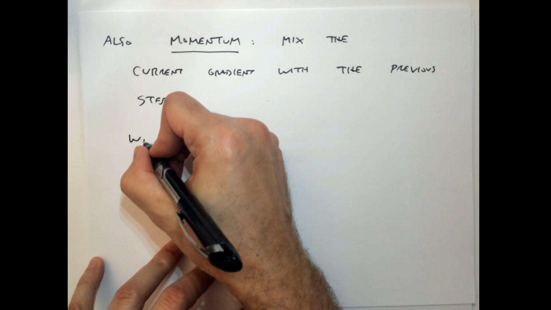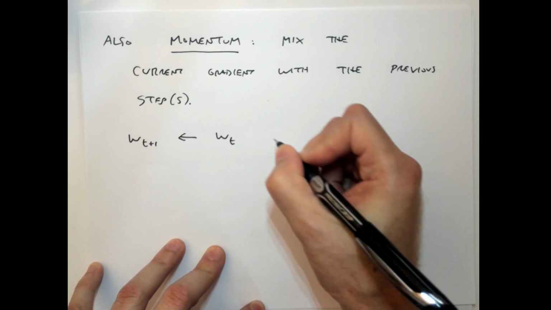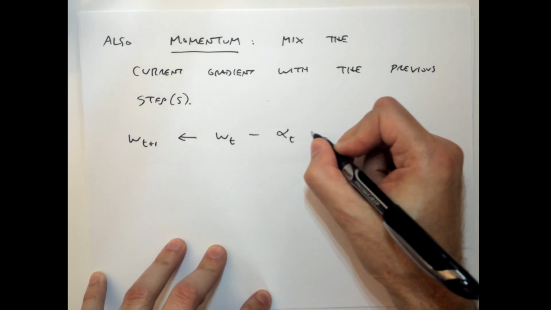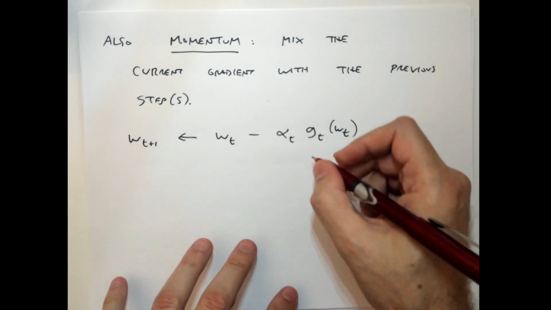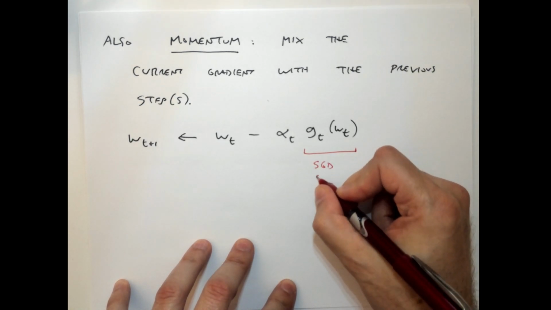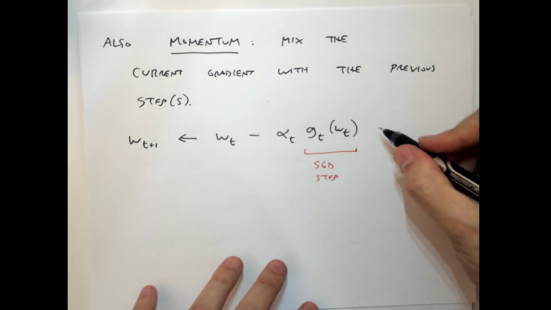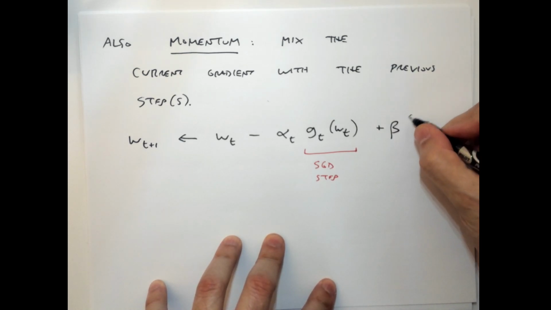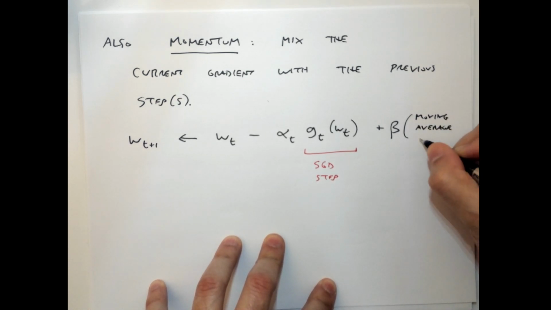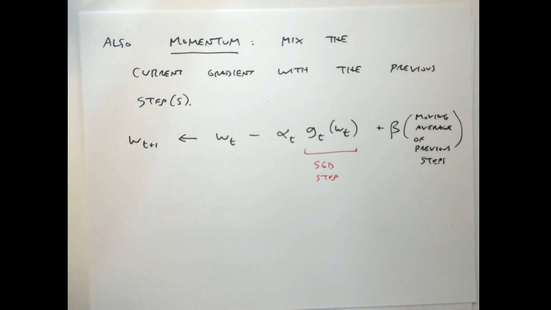Right? So it's like saying that I take where I am, I take a step in the gradient. This is basically the kind of SGD step that I would normally take. And then I also add to that the moving average of previous steps. In a way, this is like saying that there's some sort of inertia. I guess it's called momentum. So there's some sort of momentum in the system.